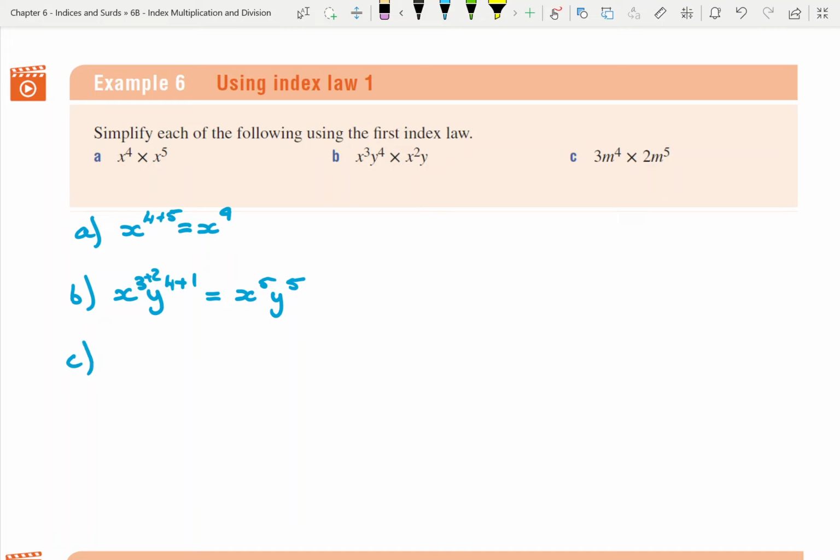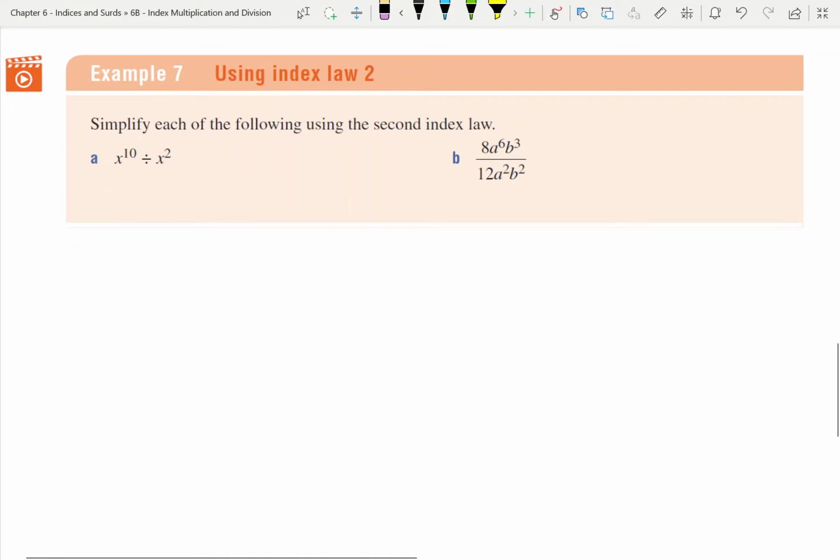And then for part C, we've got 3m to the 4 plus 5, but we can't forget that 2 that we've got there. So what are we going to do with that 2? Well, 2 times 3, we know that's 6. So we can rewrite this as 6 times m to the power of 9.